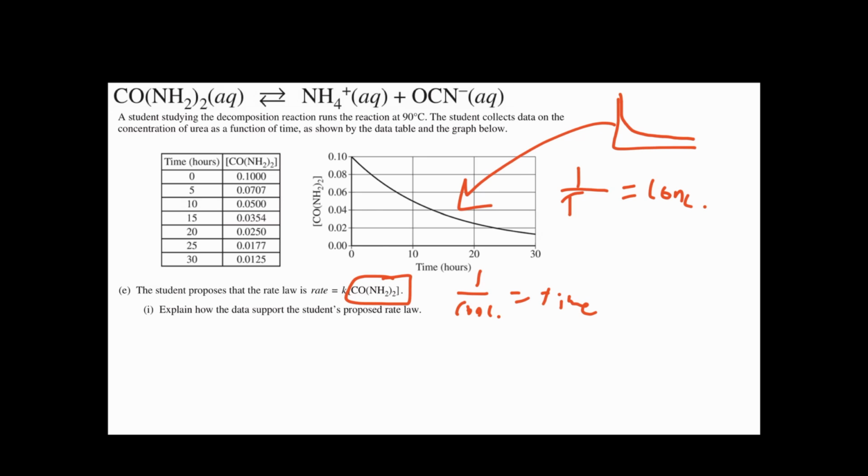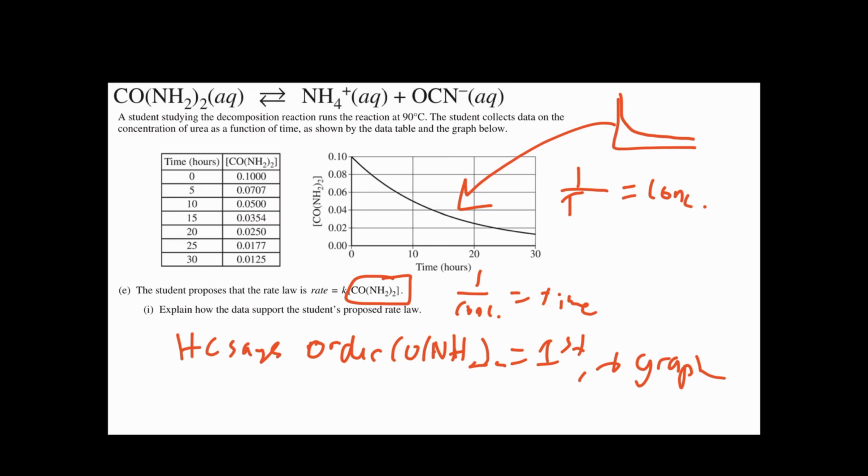So we can say that the order of CONH2 is first. And the graph is 1 over x with the slope. So that confirms that it's first order, because if you have a graph that has the slope of 1 over t as a concentration, and you have a graph of time versus 1 over concentration, then you will get a straight line.